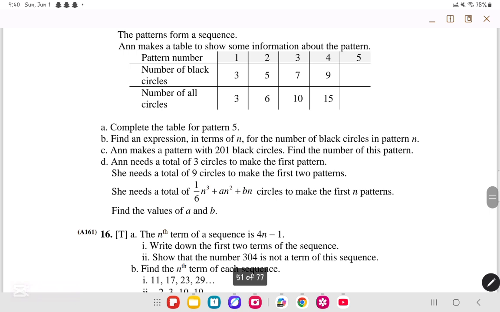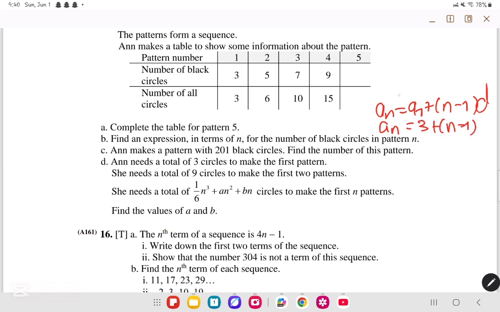Part B, find an expression in terms of n for the number of black circles in the pattern n. So I think we already did it before. We applied the equation an is equal to a1 plus n minus 1 times d. So an is equal to a1, which is 3, plus n minus 1 times the common difference, which we found to be 2. So if you expand it, it's gonna be 3 plus 2n minus 2, so it's basically 1 plus 2n.